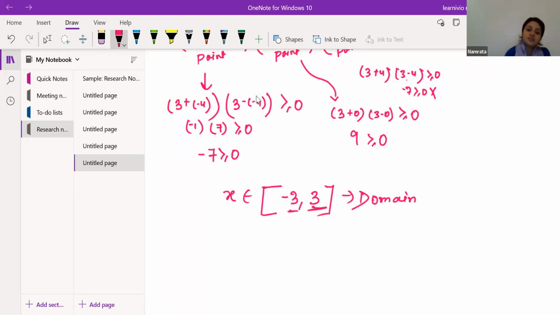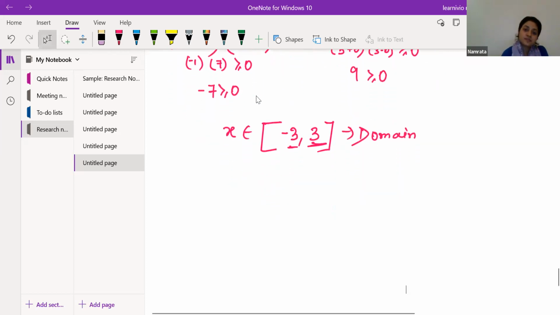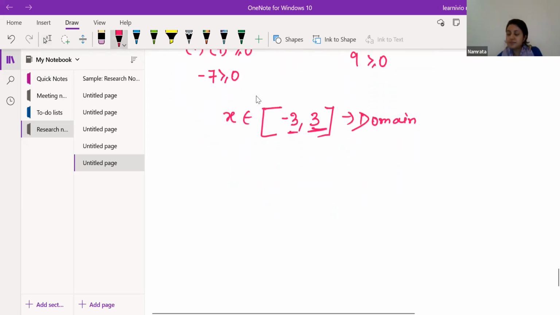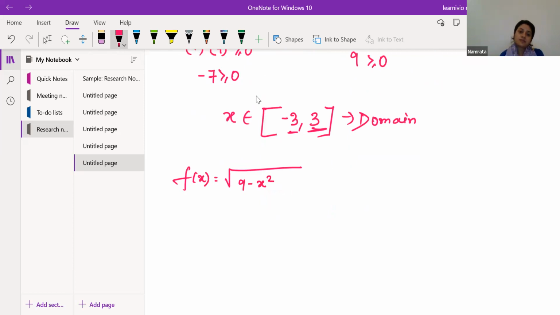Now, what is the range? Anyone? To find the range, at first, here f of x is y. We know f of x or y is the same thing. So we will write y in place of f of x, that is equals to the square root of 9 minus x square. Now here we have to find the value of x. We have to make this equation in terms of x, like x is equals to something.